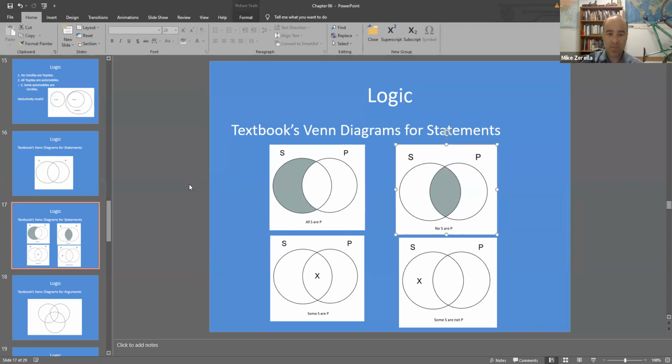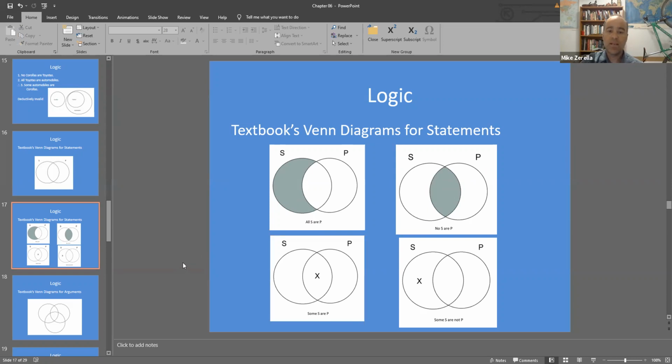Over here, no S's are P's. So in this case, we shade out the part of the S circle that does overlap with the P circle, to show that nothing can go in there. No S's can go into the part that overlaps with the P circle. So the only place available is the part of the S circle that's outside the P circle. So no S's are P's.